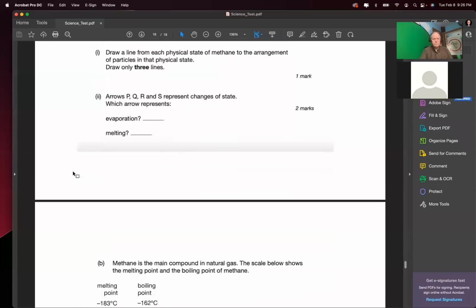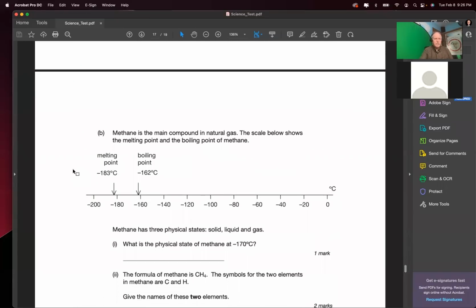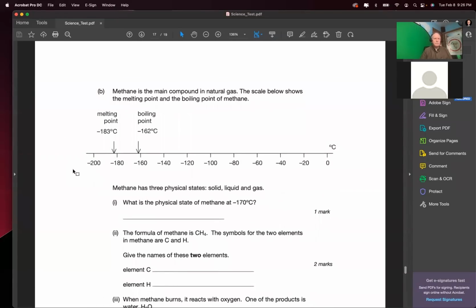All right. Methane is the main compound in natural gas. The scale below shows the melting point and the boiling point of methane. So the melting point is negative 183 C. The boiling point is negative 162 C. Methane has three physical states: solid, liquid, and gas. What is the physical state of methane at negative 170? Could be a liquid there.